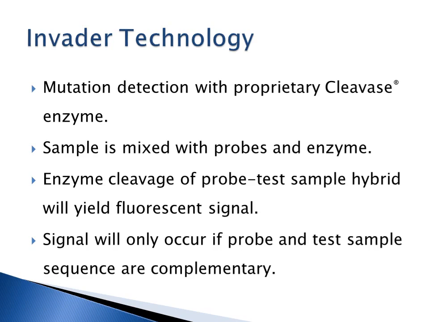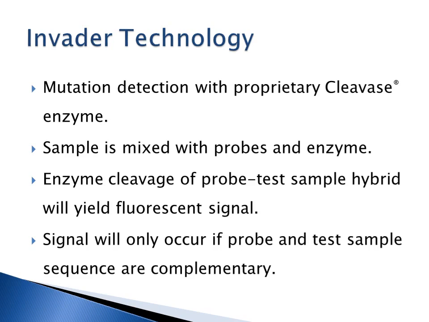There's also something called Invader technology, where you can detect mutations with an enzyme called Cleavase, and this enzyme is a proprietary enzyme that's only used in this specific technology. Your sample is mixed with probes and enzymes. The enzyme Cleavase is going to cleave your probe-test sample hybrid and yield a fluorescent signal. Your signal is only going to be generated if the probe and the test sample sequence are complementary to one another.